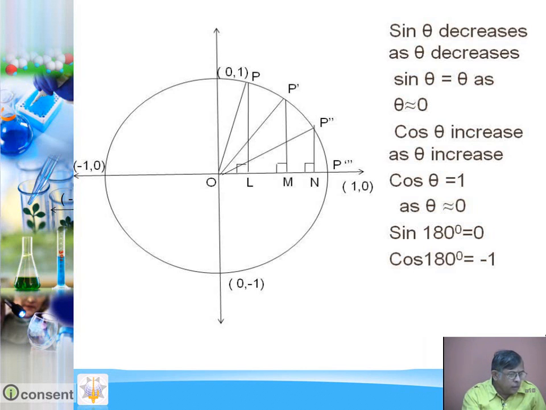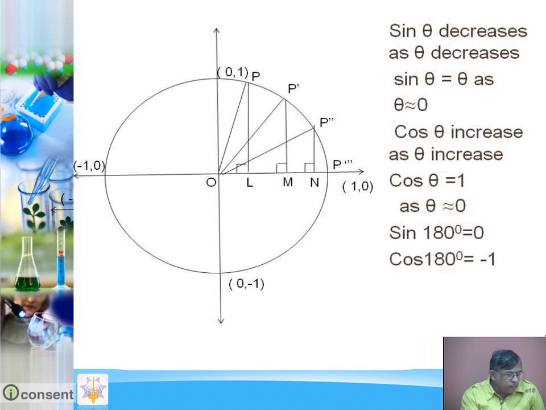Now consider this point. This is the y-axis and this is the x-axis. This is the y coordinate of P and this is the x coordinate of P. As P moves towards P dash, y decreases and x increases. Then here again y decreases and x increases. So in tan theta, which is y upon x, y decreases and x increases, meaning the denominator increases relative to the numerator, and therefore the tan ratio decreases.